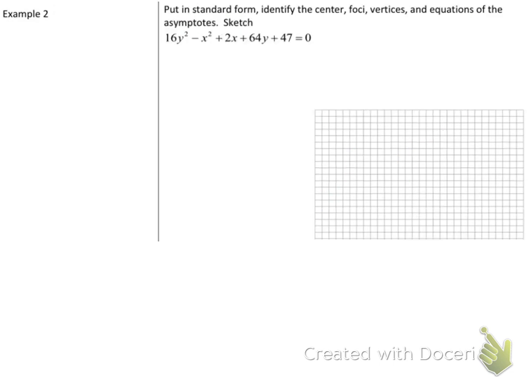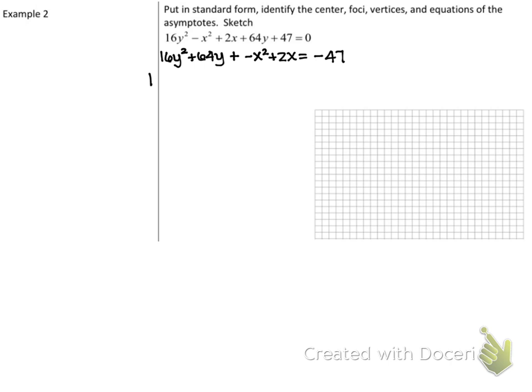Okay, another example doing the exact same thing, except now we have to put it in standard form ourselves. So I'm going to rearrange this, and I'm not always going to put the x squared first. I'm going to put whichever of the two is positive first. So my y squared is positive, my x squared is negative, so I'm going to put my y squared first. I'm going to put a plus sign. I always like to have a plus sign between these. Negative x squared plus 2x. And then I'm going to move my 47 to the other side.